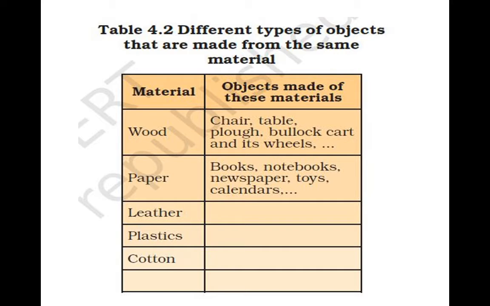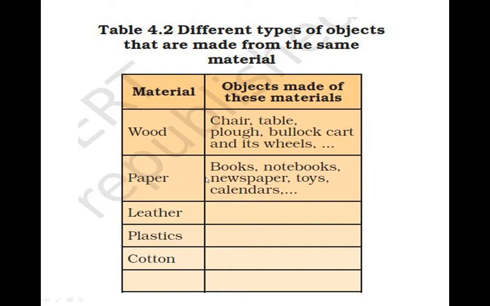Again and again I am saying, objects means what? Things that you can see around you. And materials means what? Your objects are made from which thing? From your material. Okay, don't confuse. See, wood is the material, correct? From wood, which things can we make? Like chair, table, bullock cart, and its wheels. All these objects we can make from which material? From wood, correct?